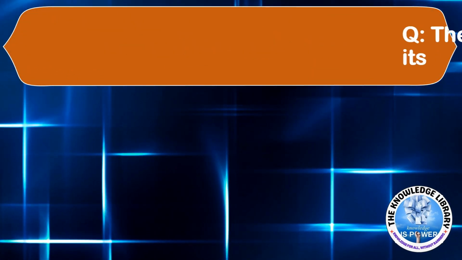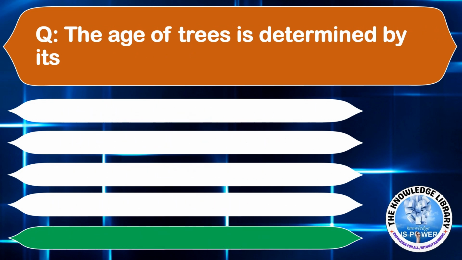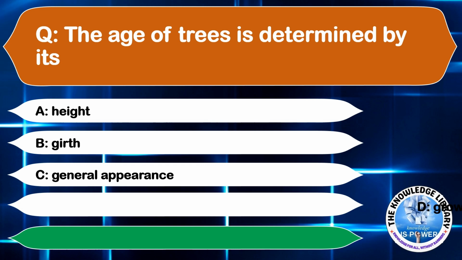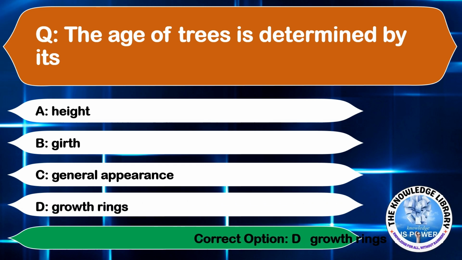The next question is, the age of trees is determined by its A. Height. B. Girth. C. General appearance. Or D. Growth rings. The correct answer is option D, growth rings.